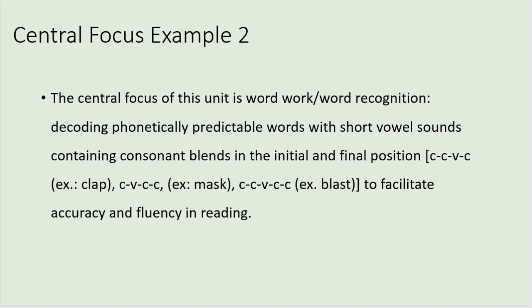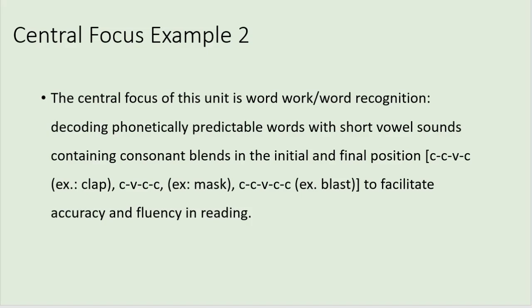CCVC, those are examples of how words are constructed. Consonant, consonant, vowel, consonant, for example, clap. Consonant, vowel, consonant, consonant, for example, mask. Consonant, consonant, vowel, consonant, consonant, for example, blast. To facilitate accuracy and fluency in reading.